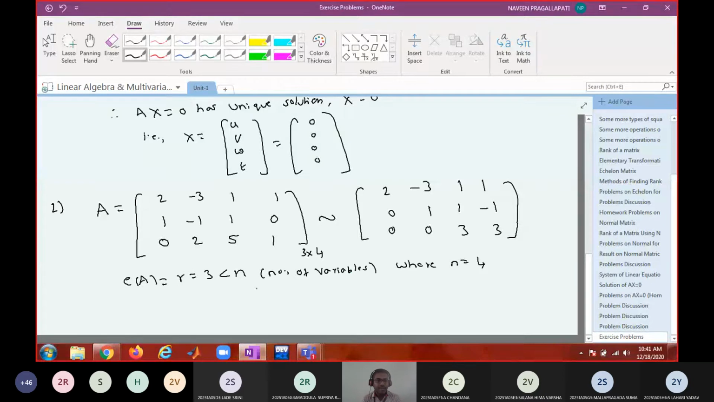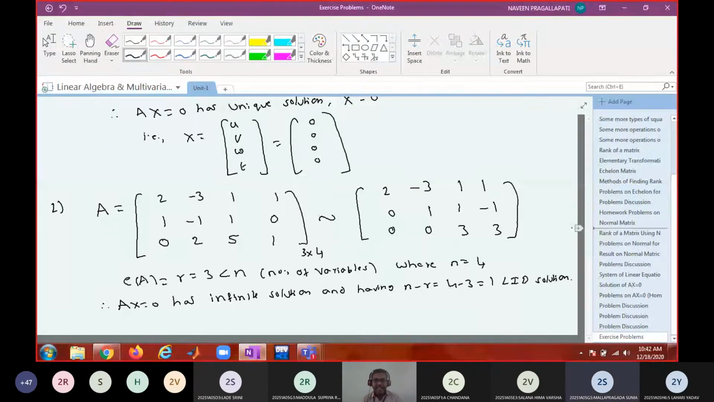Therefore, what is our conclusion? Ax equal to 0 has infinitely many solutions. N minus r equal to 4 minus 3 equal to 1 linearly independent solution. And what is that linearly independent solution? After writing the equivalent system, you will be knowing.